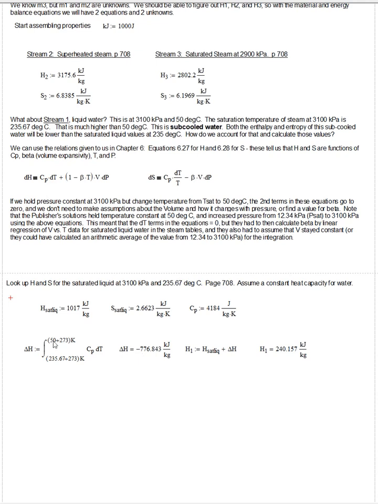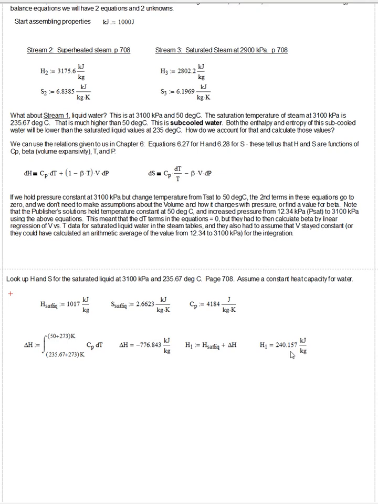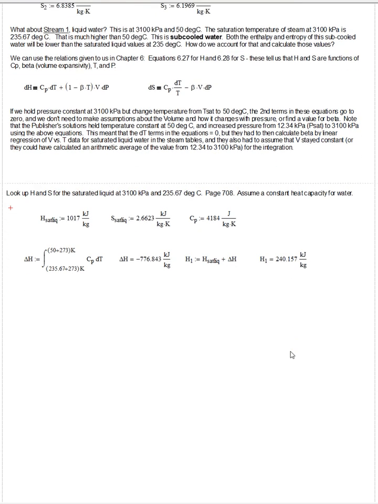My delta H is equal to H1 minus H2. I want to solve for H1, and so that is equal to my enthalpy of saturated liquid, which is this right here, plus my delta H value. And so from that I can calculate the enthalpy of my subcooled liquid. H1 is now my enthalpy of my subcooled water at 50 degrees C. And you can see it's a lot less than my enthalpy of saturated liquid water, which is at 235 degrees C. So that makes sense as far as that goes.